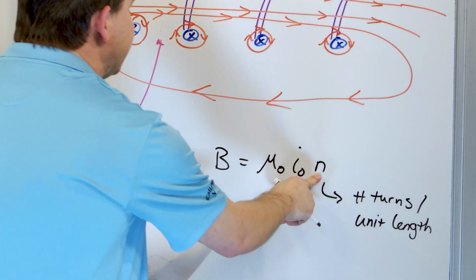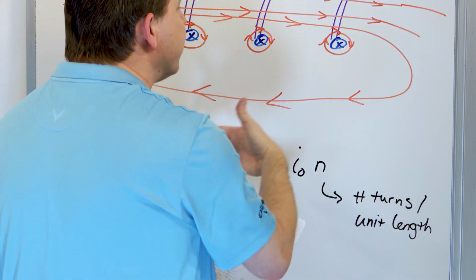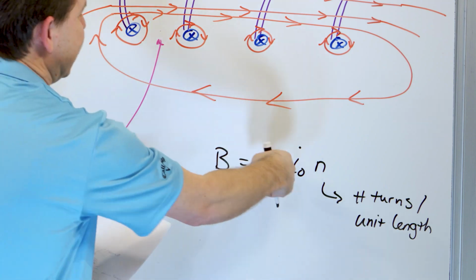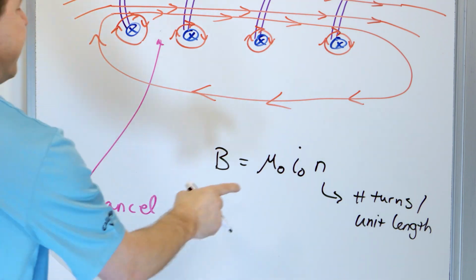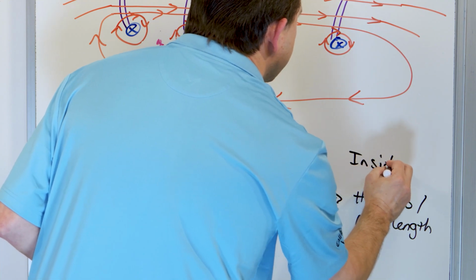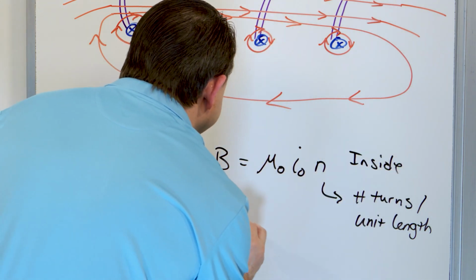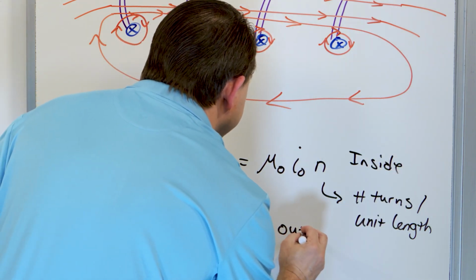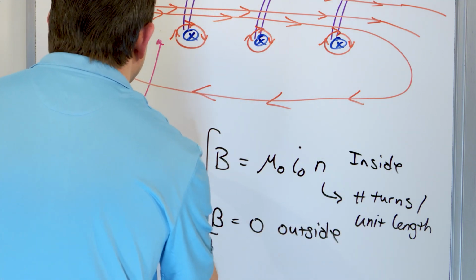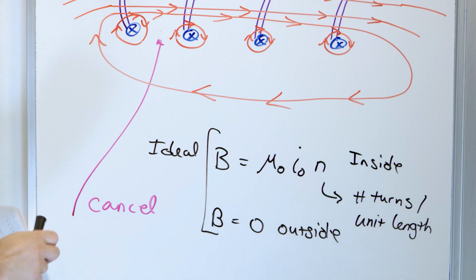In other words, N is not just the number of turns, it's the number of turns per meter or something. How tightly you can turn the things is what this is. And this is the magnetic field inside, and the magnetic field is zero outside. And this is for the ideal coil. Now, what does this tell me?